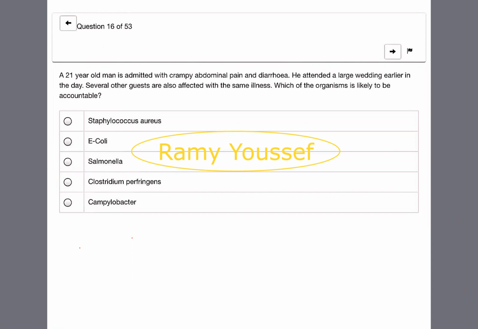I think this is maybe fecal-oral. Several other guests affected with the same illness. I'm going with Salmonella. What's the incubation period of Salmonella? I think 14 days. Okay. And when was the wedding? He attended a large wedding earlier in the day. So is it common to have Salmonella infection on the same day? No, not this one. So I guess, I think Clostridium perfringens.